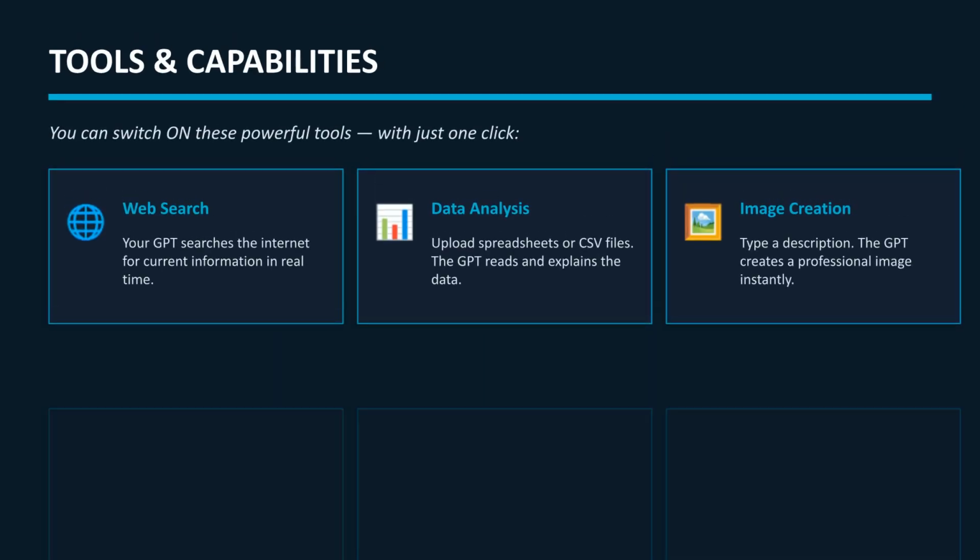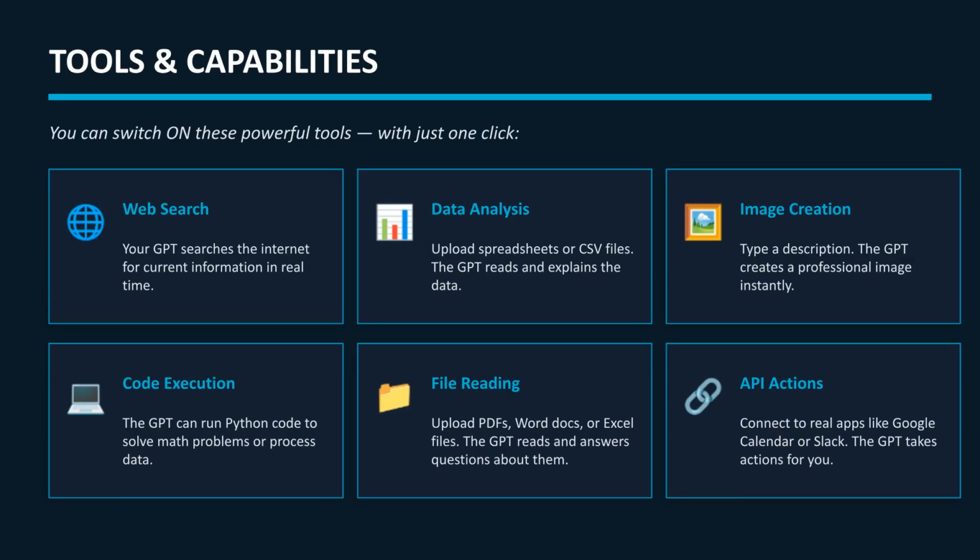Custom GPTs can use powerful tools. Web search lets it find current information. Data analysis reads and explains spreadsheets. Image creation generates professional images from text descriptions. File reading summarizes documents. Code execution solves math problems. API actions connect the GPT to external apps. Use only the tools required for your GPT's job.